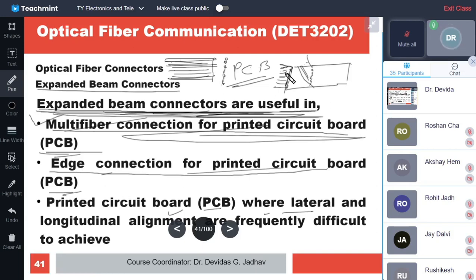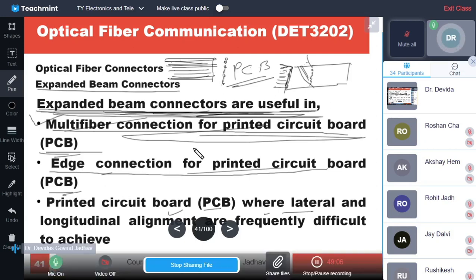There is a ribbon of the fibers, hundreds of fibers are there. For each fiber we have to align it properly, so it becomes a very great job. Okay, tedious as well as time consuming as well as inefficient. So in those cases the expanded beam connectors are required, where the longitudinal and lateral misalignments are not at all critical. So printed circuit board where lateral and longitudinal alignment are frequently difficult to achieve.